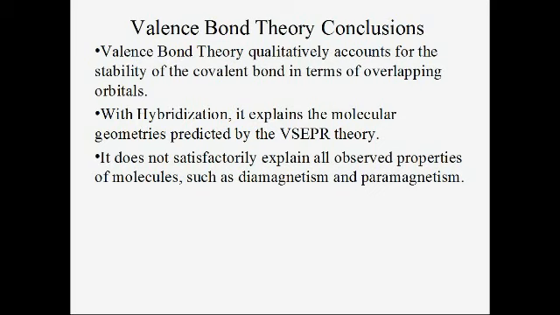So this theory is good. It qualitatively describes the ability to covalent bond. It describes the geometries we get from the valence shell electron pair repulsion model with hybridization. So hybridization allows us to get the geometries and bond angles out of it. But it doesn't describe everything that we observe in molecules, such as paramagnetism and diamagnetism. So we're going to have another theory to describe that.